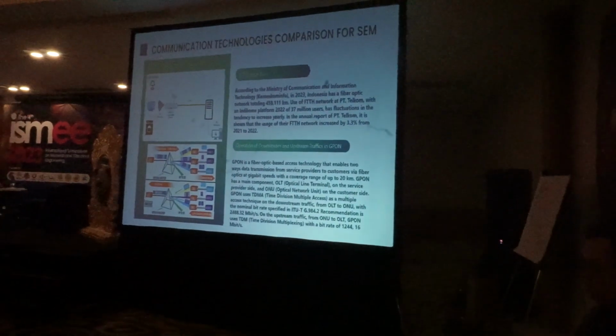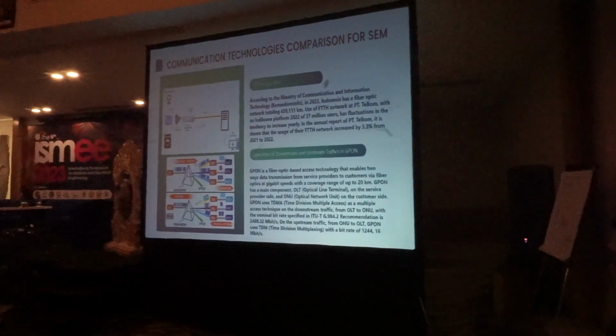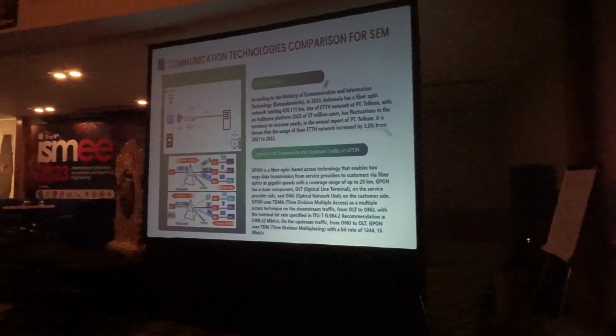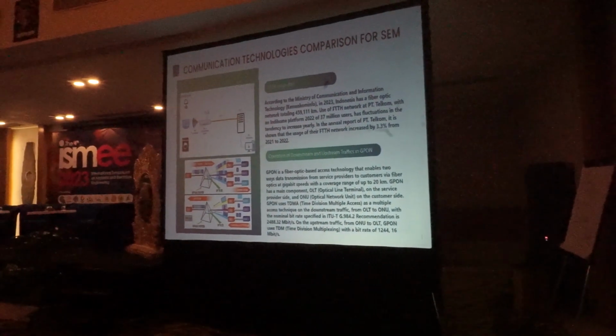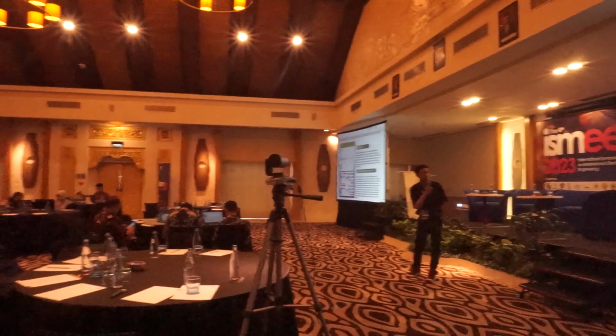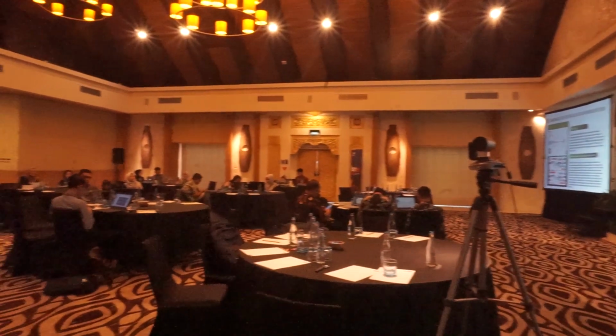GPON is a fiber optic based access technology that enables two-way data transmission from service providers to customers via fiber optics at gigabit speed with a coverage range up to 20 kilometers. GPON has main components: the OLT or optical line terminal on the service provider side and the ONU optical network unit on the customer side.